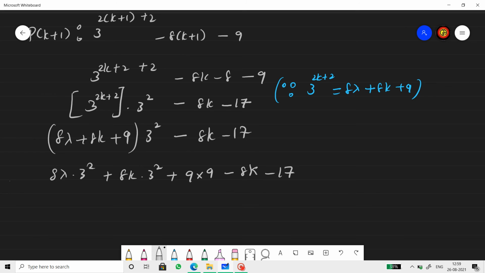Now simplify this. Try to take whatever is possible to take out. So 8 lambda into 3 square, 8k into 9 minus 8k plus 81 minus 17.